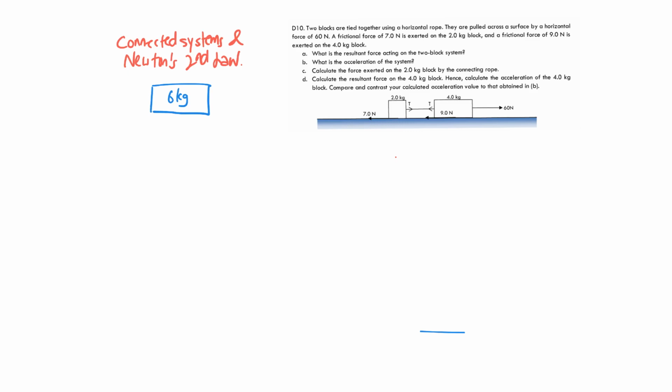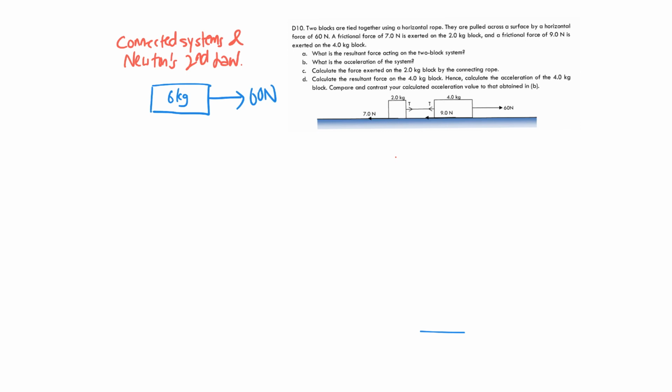So we look at the two boxes as though they are one big 6 kilogram system. We ask ourselves two questions. Number one, what are the driving forces to make the system move? So there is a 60 Newton pulling force to make the whole system move towards the right.